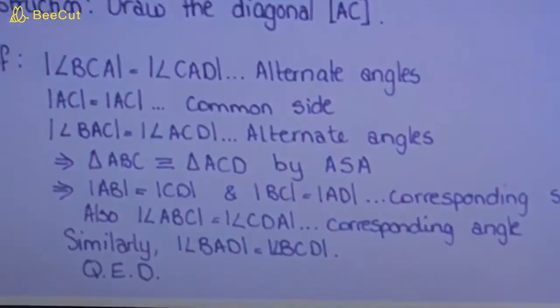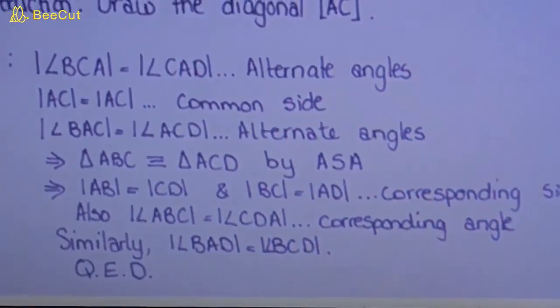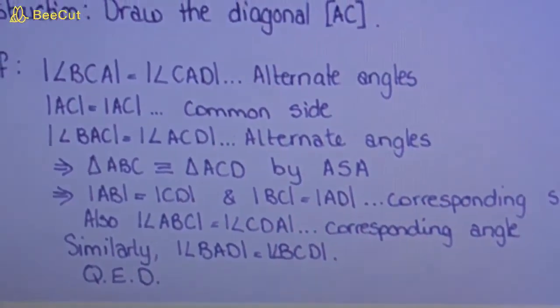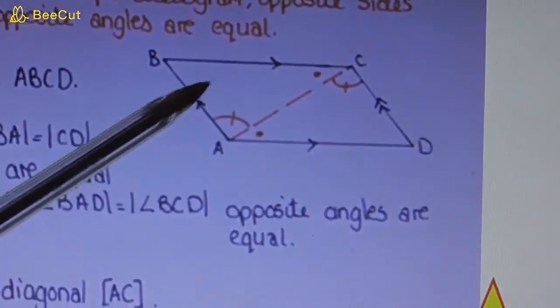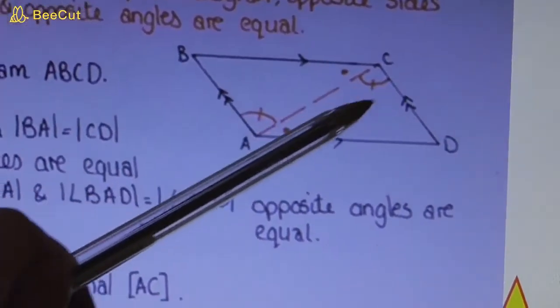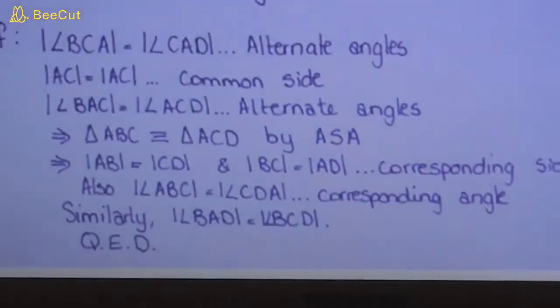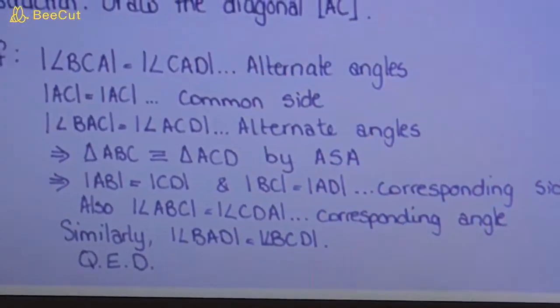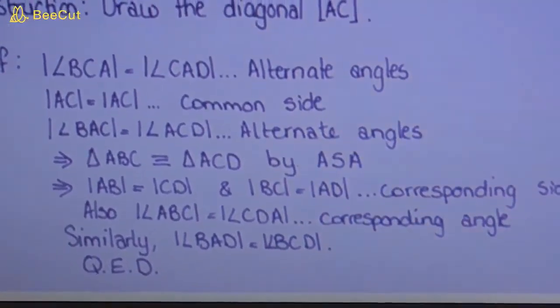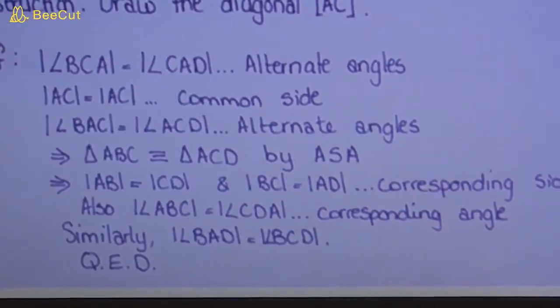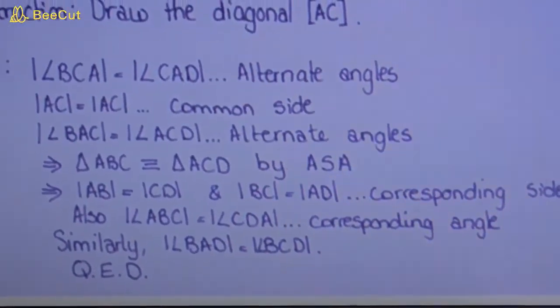Okay, similarly, angle BAD is equal to angle BCD, so that's just the larger one. So this full angle here is equal to this full angle over here, because they obviously correspond as well. So you have now proven what they asked you to prove, QED. Okay, QED just stands for Quod Erat Demonstrandum. That just means what was to be proved is proved.